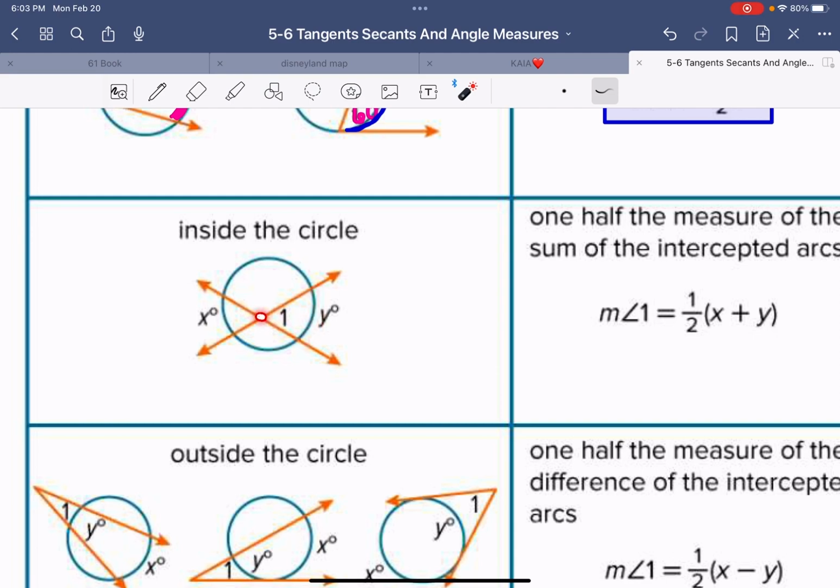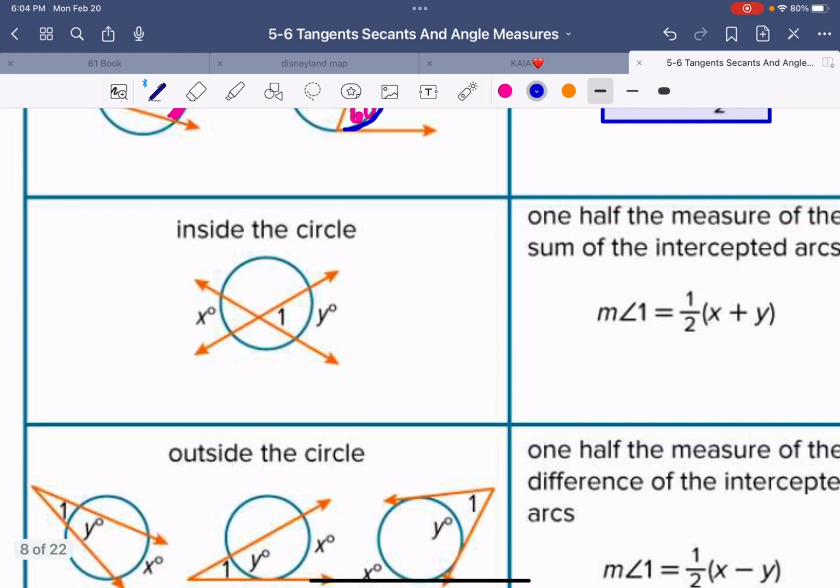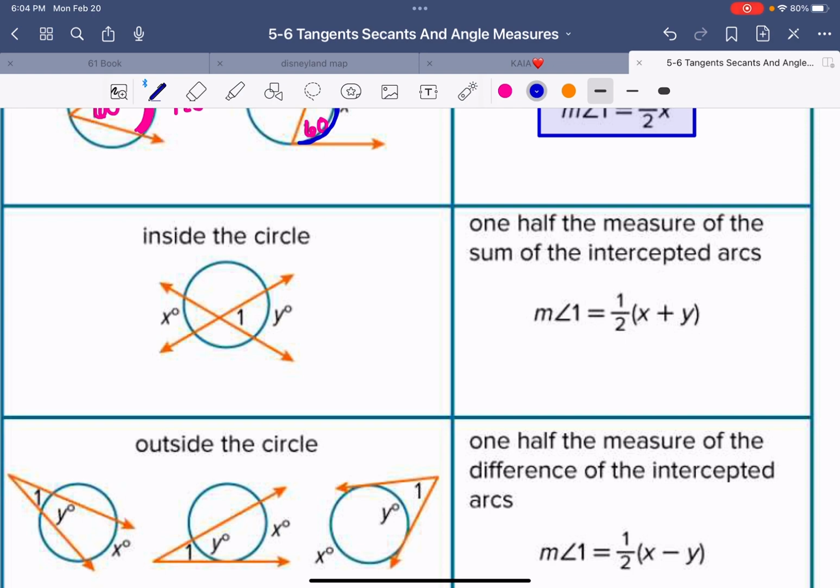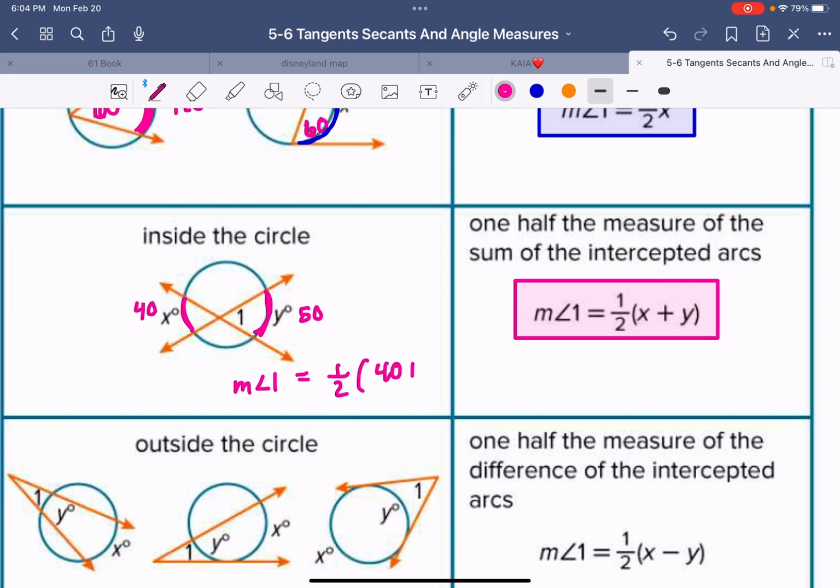So if we have this intersection point that is off-center, the only way to find this measure is to take the average of its intercepted arcs. And this is what the theorem is stating over here. Measure of angle 1 can be found by taking x plus y and multiplying by 1/2. It's 1/2 the measure of the sum of the intercepted arcs. So x and y are the intercepted arcs. Okay. So if this is, say, 40 and this guy's 50, then we would find the measure of angle 1 by taking 1/2 of 40 plus 50, which would be 45 degrees.